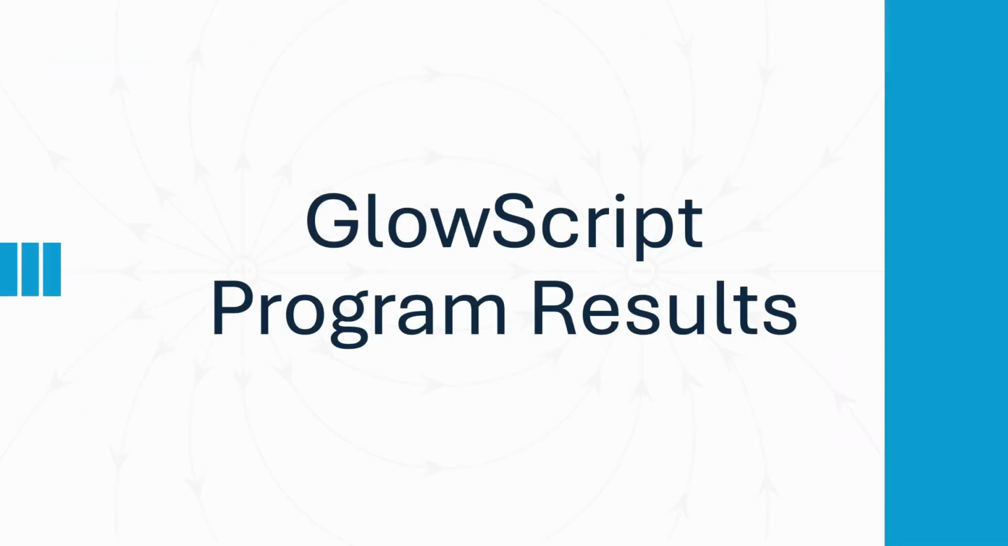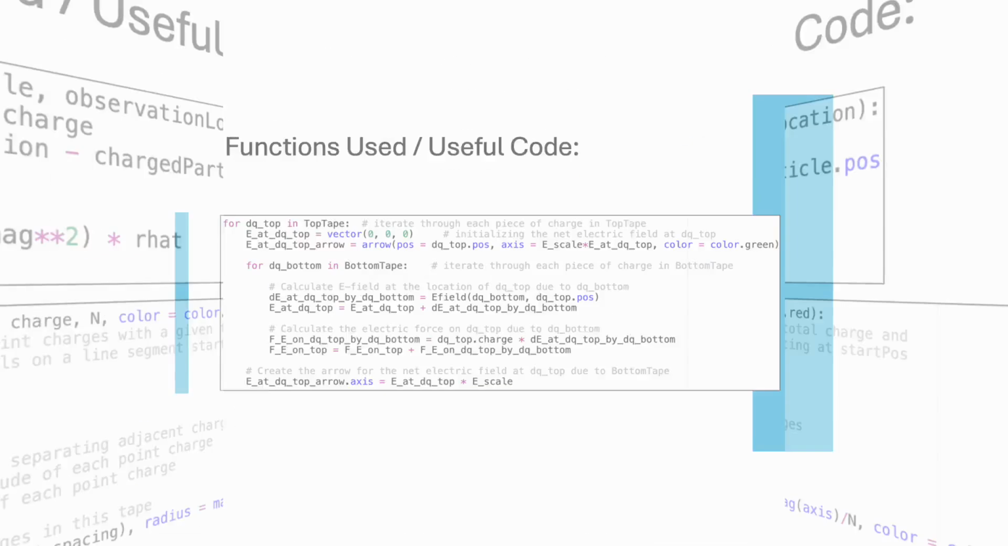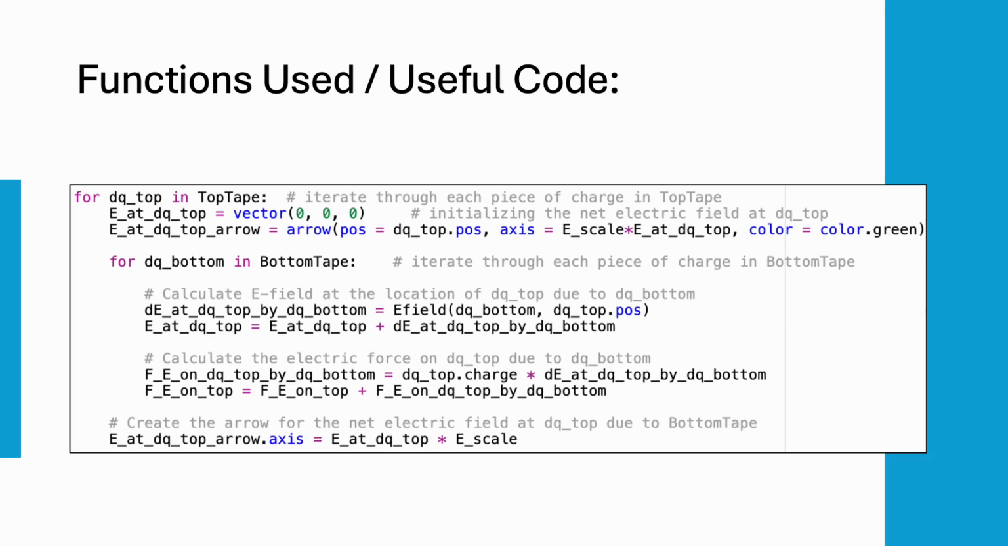GlowScript program results. Here are two functions that I used. One was to determine the E field from a given particle charge and position. The other was the function creating a line charge object that consisted of smaller point charges. This function determined the individual forces between the particles, as well as the net force between the tapes.